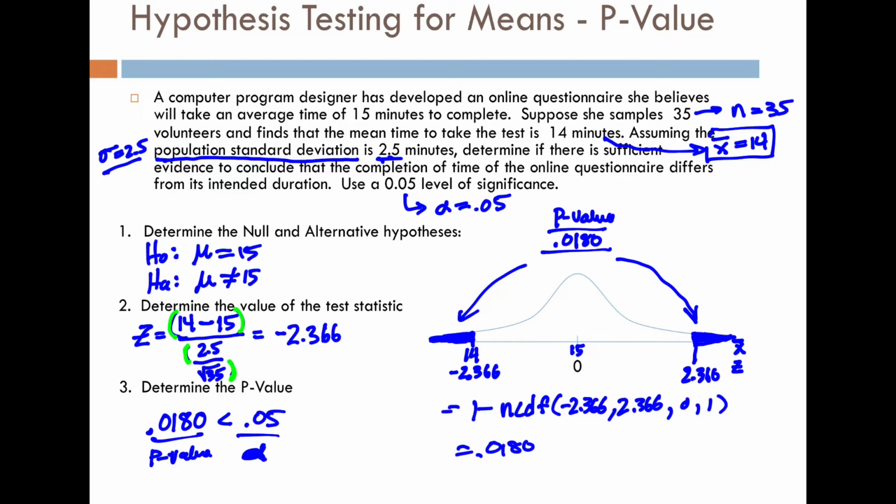So, this provides strong evidence against the null hypothesis. If our p-value is less than my alpha, then we are going to reject the null. So my decision here is to reject the null.